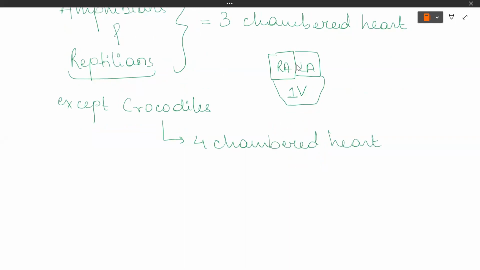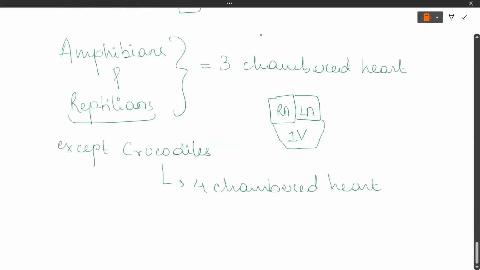Now see, in the case of amphibians and reptiles, since they have a 3-chambered heart, what happens? The deoxygenated blood comes into the right auricle, the left auricle receives the oxygenated blood, and both of these bloods get mixed in this ventricle. So here mixing of blood is taking place. Both deoxygenated and oxygenated blood mix, right? Yes, they are getting mixed.